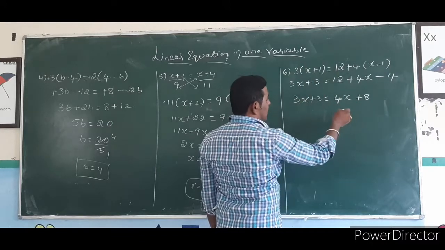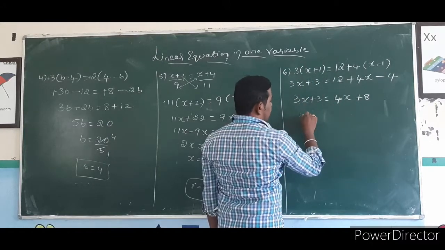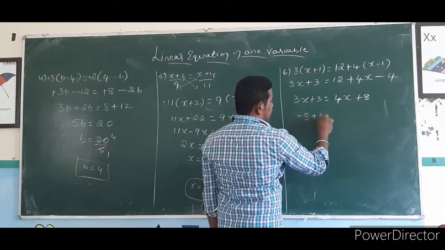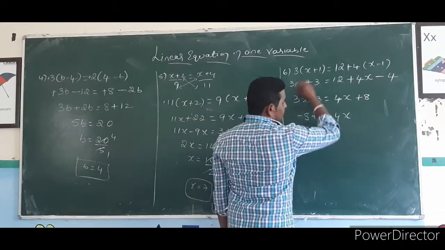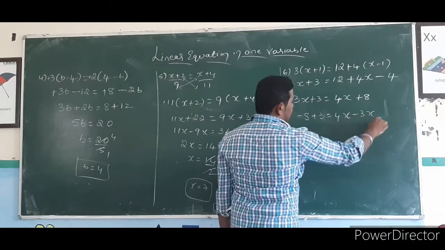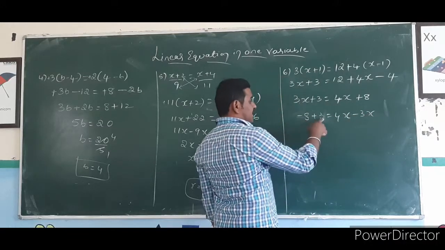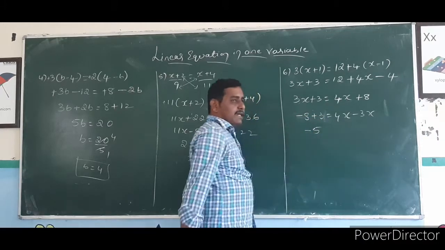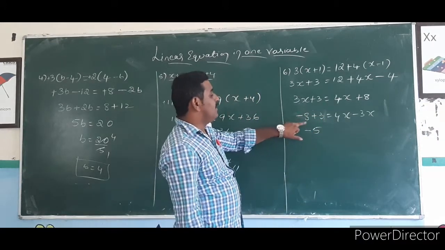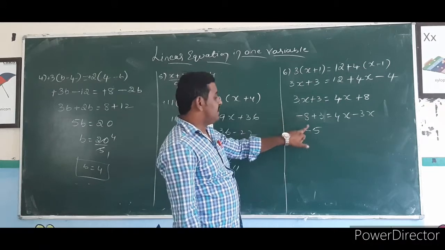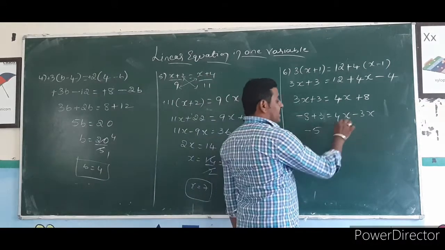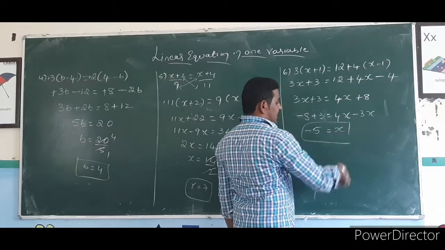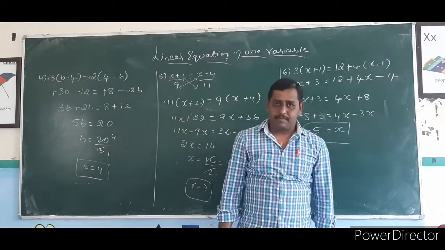Plus 3x we can shift to that side, that will become minus 3x. Plus 8 shifts to this side, minus 8 plus 3. Minus 8 plus 3 gives minus 5, because in front of the bigger number the minus sign is there. So that's why I am putting the minus sign here. 4x minus 3x means x. That is, the x value is minus 5.